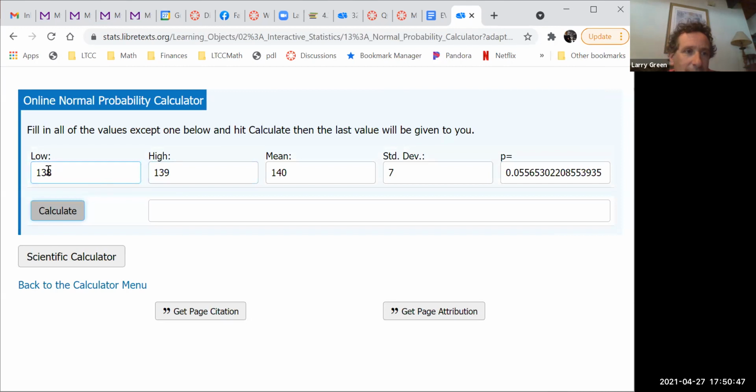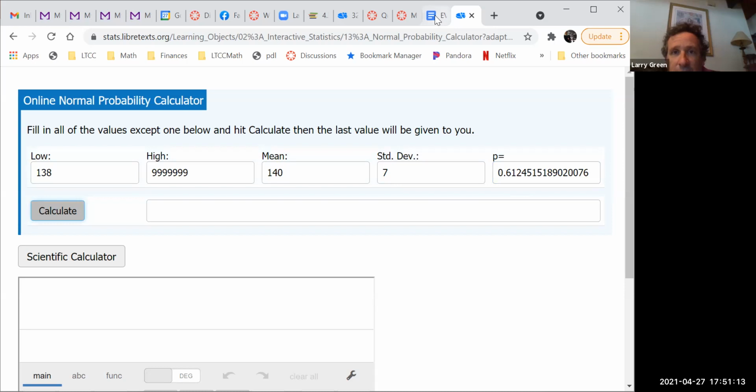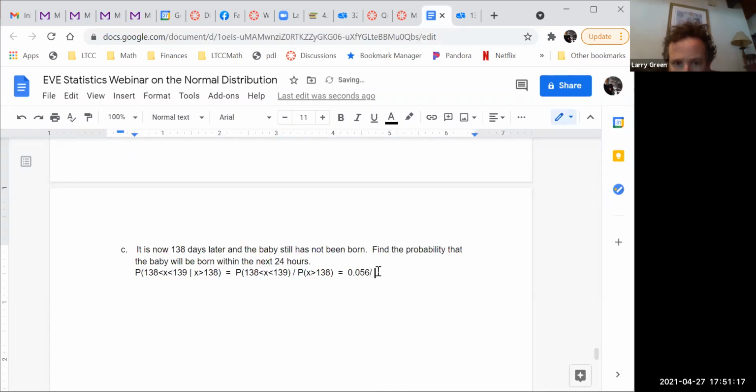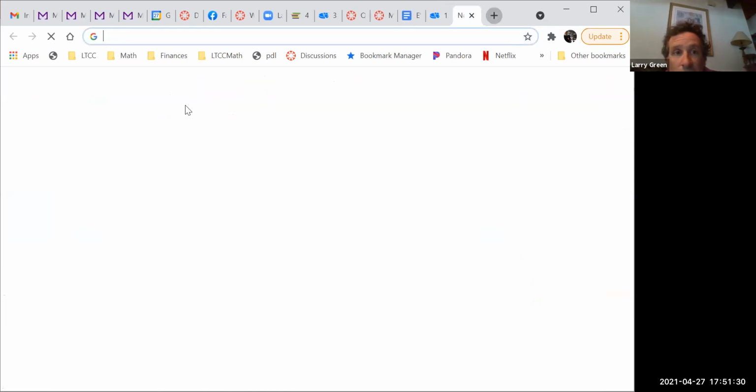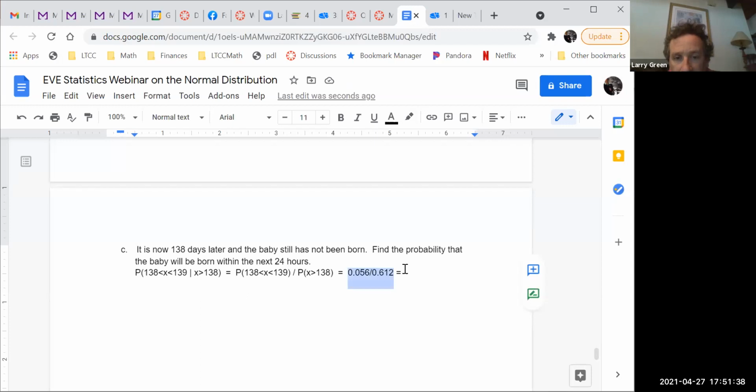To be greater than 138, that means the low is 138. What's the high if you're greater than 138? Yeah, a zillion nines. And I want probability, so I leave that blank. Oh, wrong one, that one. And you get about 0.612. And that, if I just pop that into quick calculator, is about 9% chance. Any questions on this example?